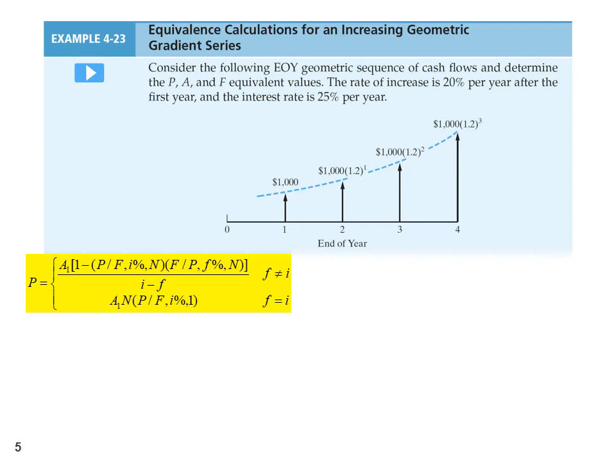So let's consider an example. In this example, in this figure we have these end-of-year payments, which is a geometric sequence of cash flows. The rate of increase is 20%, this is g, and the interest rate is 25%. So it asks to find the present worth, annual worth, and future worth. Okay, so you don't need to memorize the formula. The formula will be available for you.